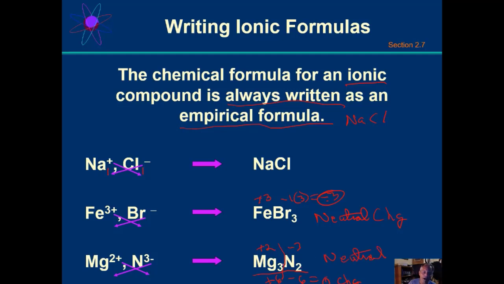So whatever the charges on the individual ions are, I have to have enough of each to neutralize all charges to get to 0. And remember, all ionic compounds have to be written as empirical formulas. That is, I can't reduce these formulas any lower. Let me give you an example.